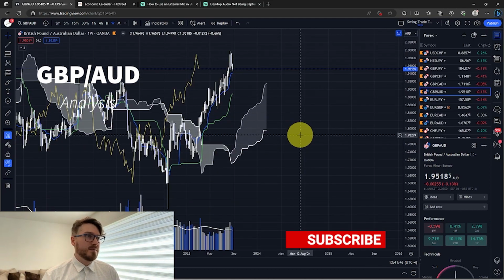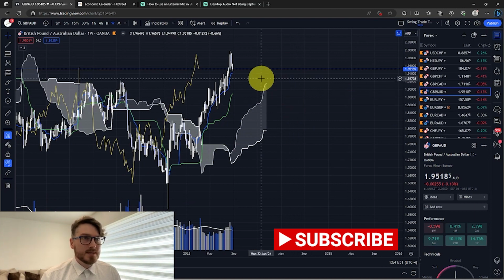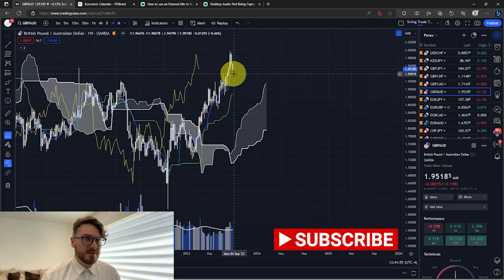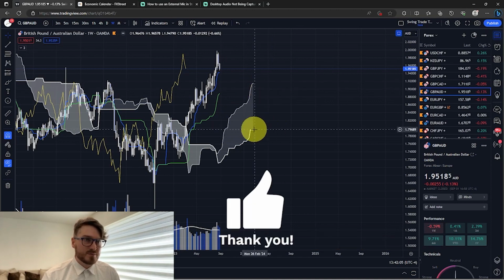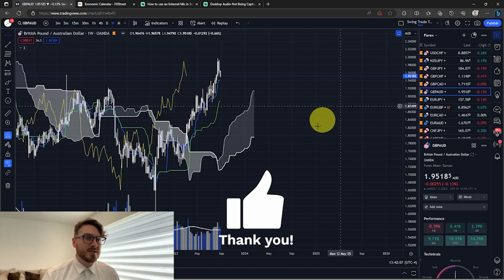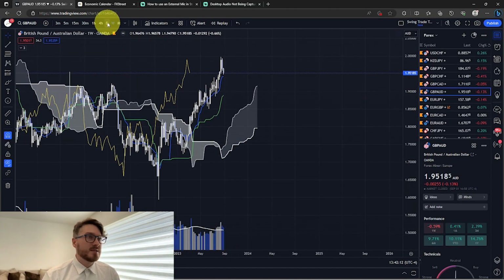Okay, guys, this is British pound, Australian dollar, and you can see overall bullish on the weekly chart. However, Tenkan-sen is now flat and price is starting to retrace. The Kijun-sen is still pointing up, and Senko span A is pointing up, but Senko span B is flat. And we've had a lot of bearish volume in the past 2 weeks. But let's take a look at the daily.